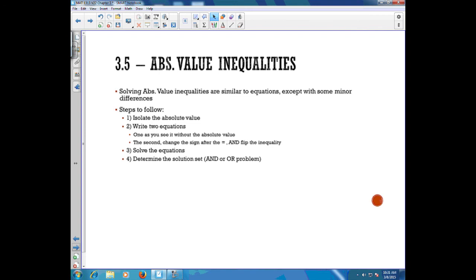So absolute value inequalities are pretty much the same as equations, except for a couple of little differences. We still want to isolate the absolute value first and write two equations. The only difference is with the second equation, in addition to making the sign negative, you want to flip the inequality. We're then going to solve the equations, and then we have to determine the solutions, depending on whether it's an and or an or problem.